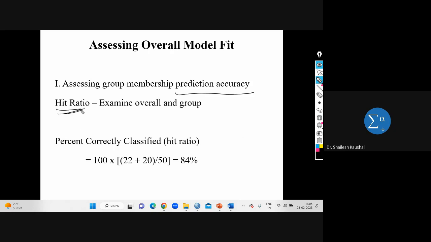Hit ratio, it's a score. Hit ratio tells us how good the model is. For example, the hit ratio score is 84%. It means this model can predict 84% correctly and 16% misclassification. Okay, so correctly this model can classify 84%, and this is our error. So the higher the value of hit ratio, the model is a good fit. The lower the value of this hit ratio, the model is not a good fit.